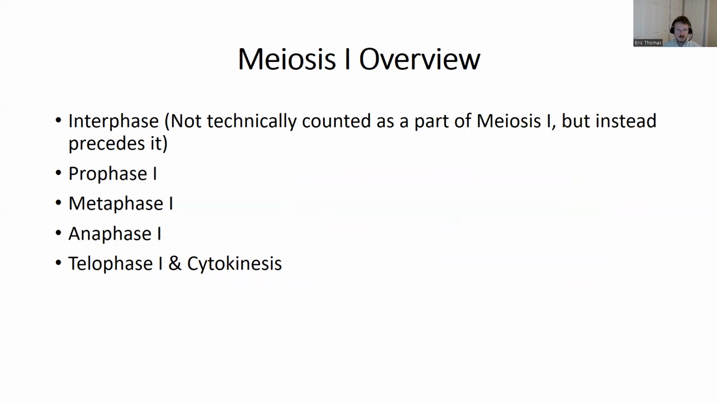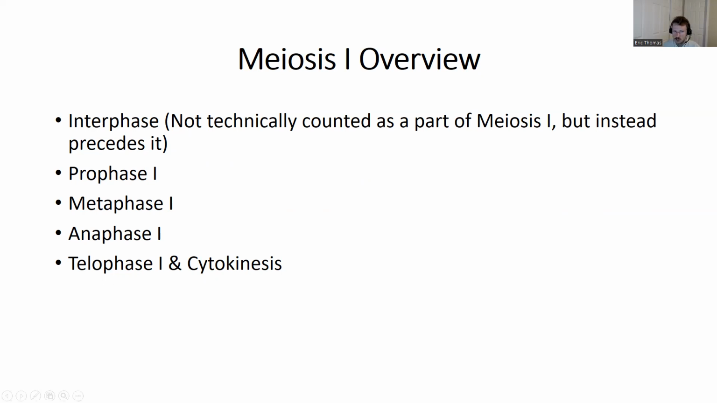All right, so this is meiosis 1, and there's several subphases to it. There's interphase, which is not technically a part of meiosis, but I wanted to talk briefly about that. It precedes the process of meiosis. It's necessary for it, but isn't technically considered a part of it. Once interphase concludes, we move on to the subphases of meiosis 1, which are called prophase 1, then metaphase 1, anaphase 1, and then telophase and cytokinesis 1. And we'll go through each of these in a little bit more detail here.